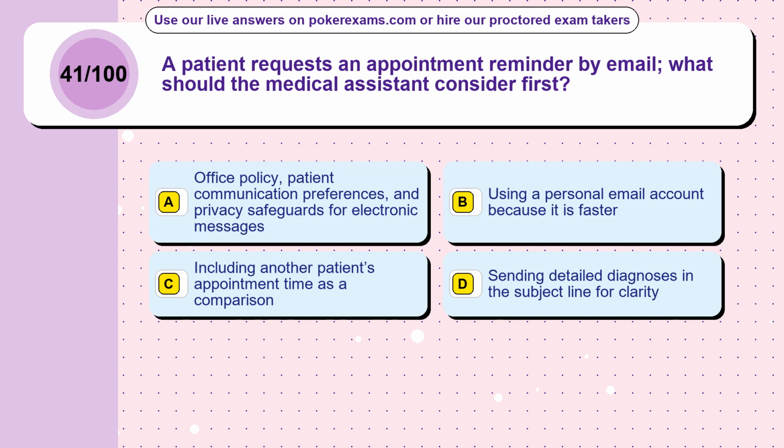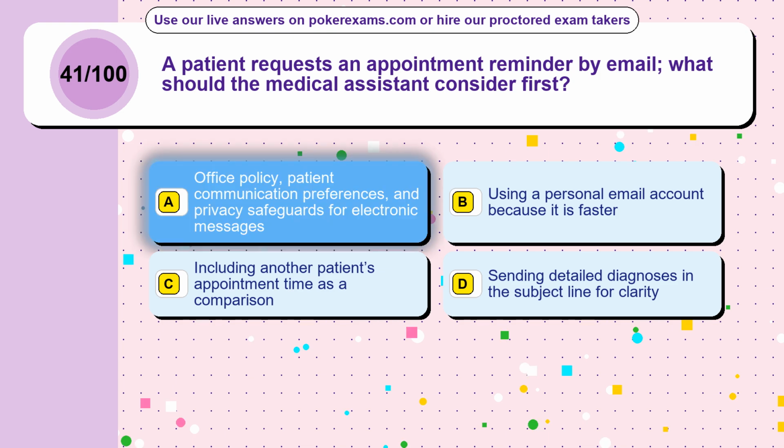Option A. Office policy, patient communication preferences, and privacy safeguards for electronic messages. Option B. Using a personal email account because it is faster. Option C. Including another patient's appointment time as a comparison. Option D. Sending detailed diagnoses in the subject line for clarity. The correct answer is option A.